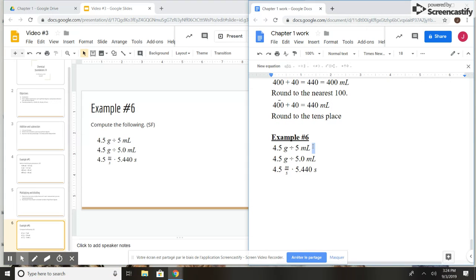All right, so for the first one, I'm going to round to 1 significant figure. So I just do 0.9 grams per milliliter. The next one, I'm rounding to 2 significant figures. So I need to include that 0 afterwards to make that have 2 significant figures.